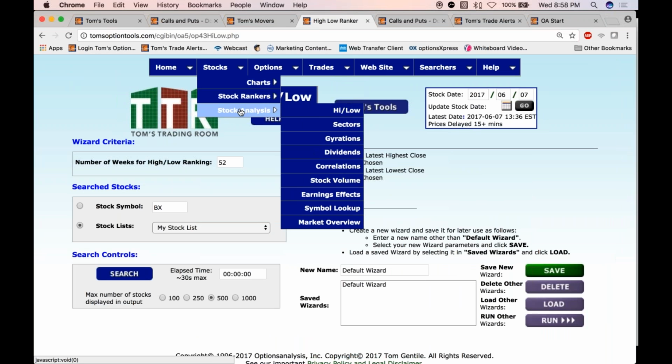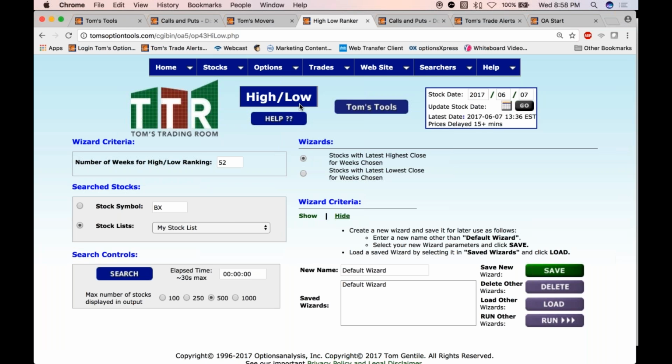I'm sorry, it's an analysis tool. My mistake. Stock analysis, and go to HighLow. And when you go to HighLow, you'll bring up the HighLow screen. And the HighLow screen, we can go in and we can look at a multitude of stocks.